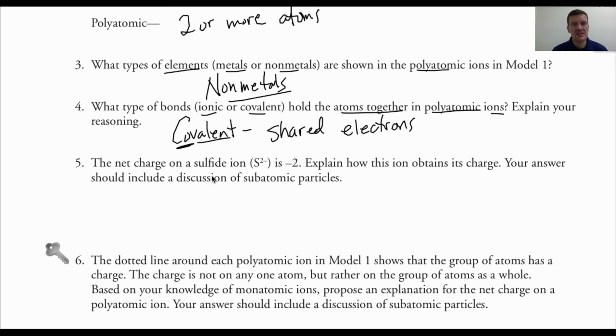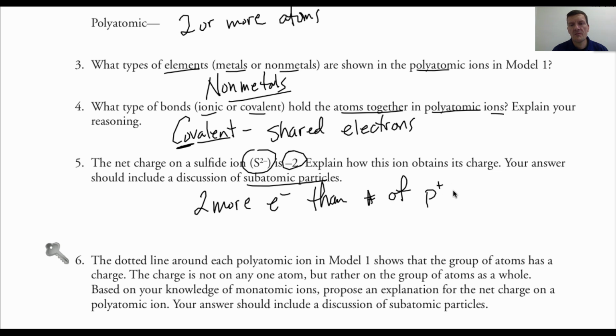The net charge on a sulfate ion is -2. Explain how this ion obtains its charge. Your answer should include the discussion of subatomic particles. As I've mentioned already, it has a -2 charge because there are 2 more electrons than number of protons.